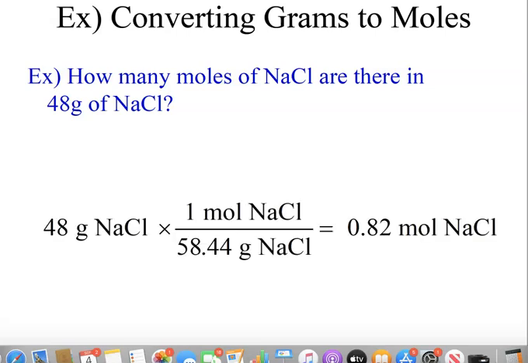Did you set it up like this? The unit you want to get into goes on the top, so we want moles of NaCl on the top, and 58.44 grams NaCl on the bottom. 48 grams is what we start with. 0.82 is what we calculated. Even though there's 4 digits here, there's only 2 here, so we're going to make sure our number is rounded to 2. Did the units cancel? Sure they did.